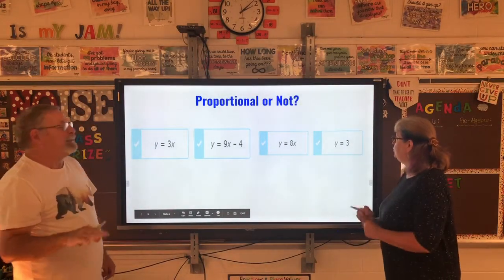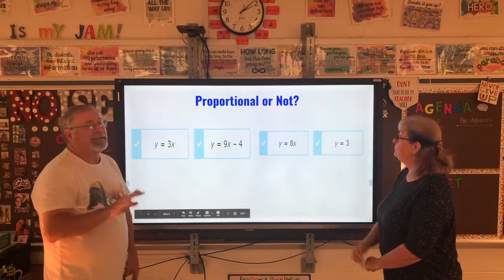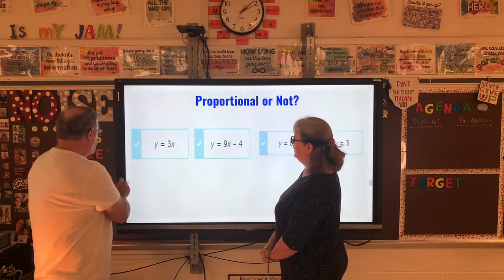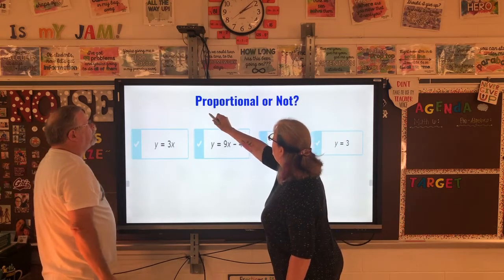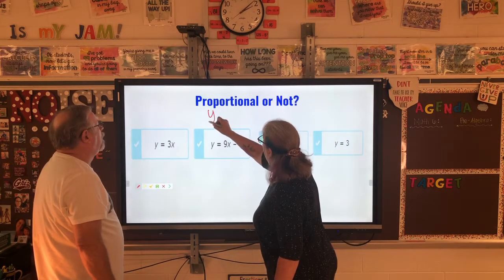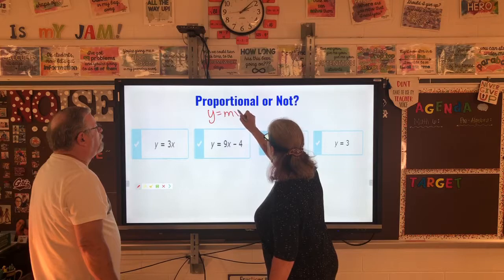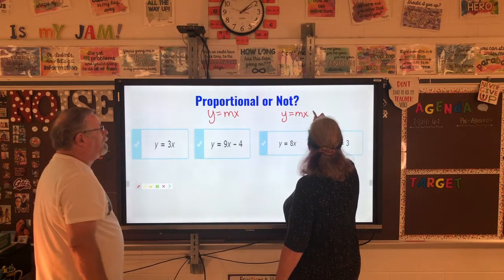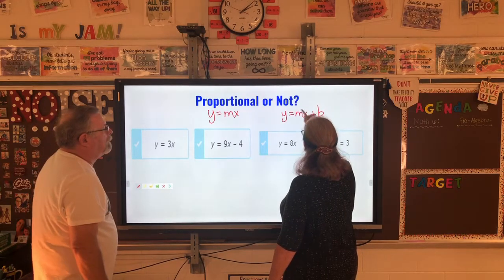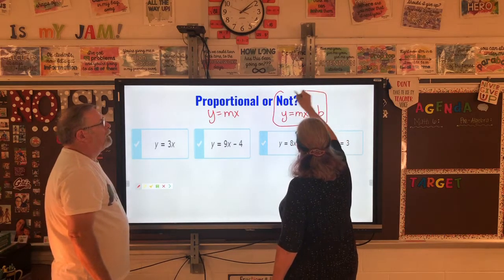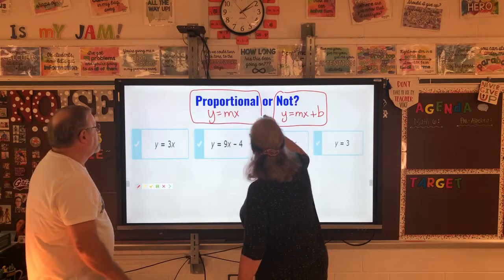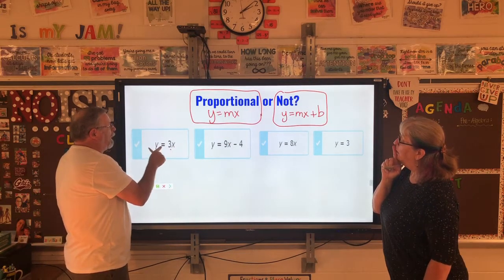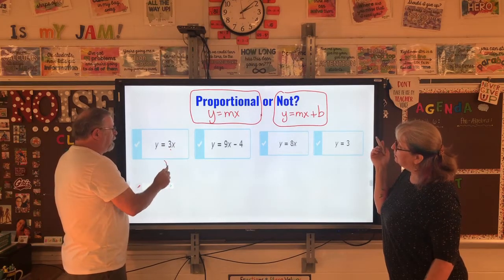Now, like we said, inside your IXL, you're going to see sometimes they're going to ask you, is it proportional or not? Can you give me permission to write? I can. I want to put that reminder: y equals mx is a yes, and y equals mx plus b is a not. We don't really know what these are, but this is the not and this is the yes. So let's look at the first one.